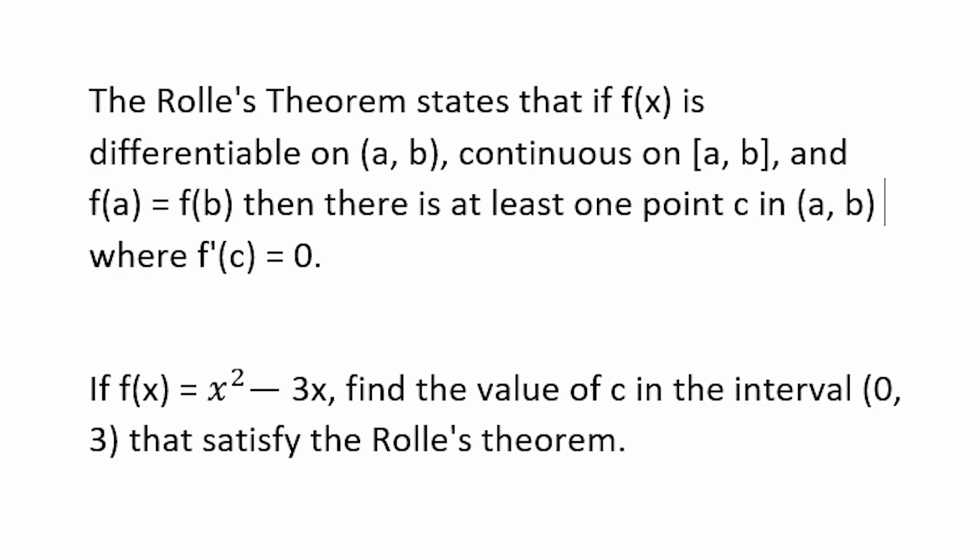Rolle's theorem states that if f(x) is differentiable on (a,b), continuous on [a,b], and f(a) equals f(b), then there is at least one point c in (a,b) where f prime of c equals 0. If f(x) equals x squared minus 3x, find the value of c in the interval [0,3] that satisfies Rolle's theorem.